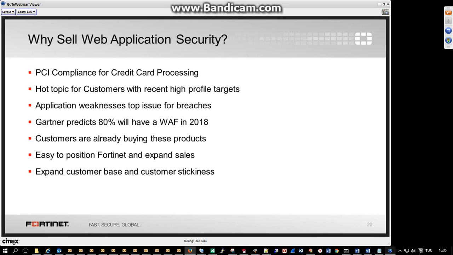And it's very easy to position Fortinet and expand your sales if you're already an existing FortiGate customer, especially because of the different integration points, the look and feel of the product, and so on. And expanding your customer base and customer stickiness, if you're able to sell Fortiweb to an existing FortiGate customer, you're making sure that this customer sticks with you because of that type of integration that he's not going to get with any other solution. He's not going to replace this kind of solution.